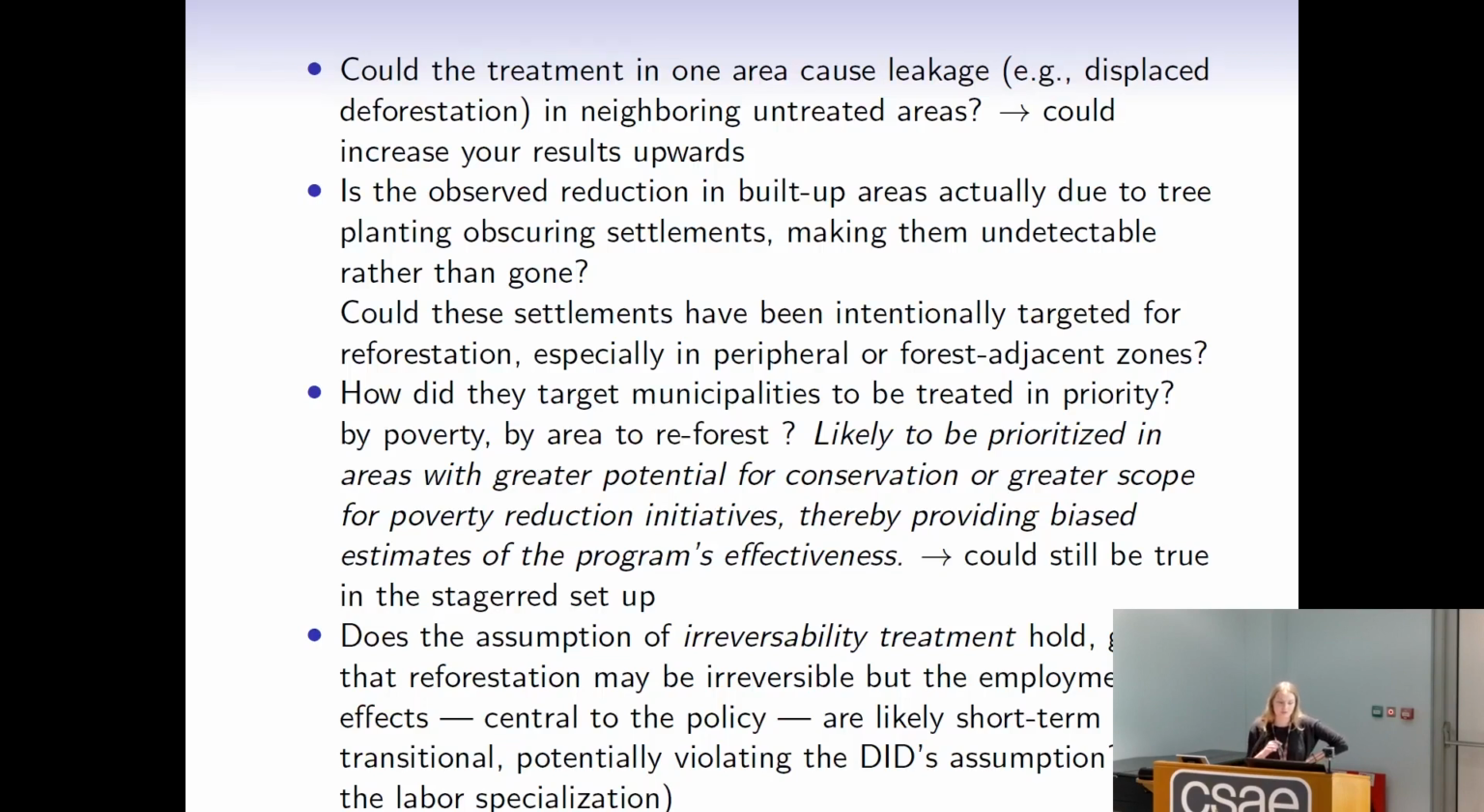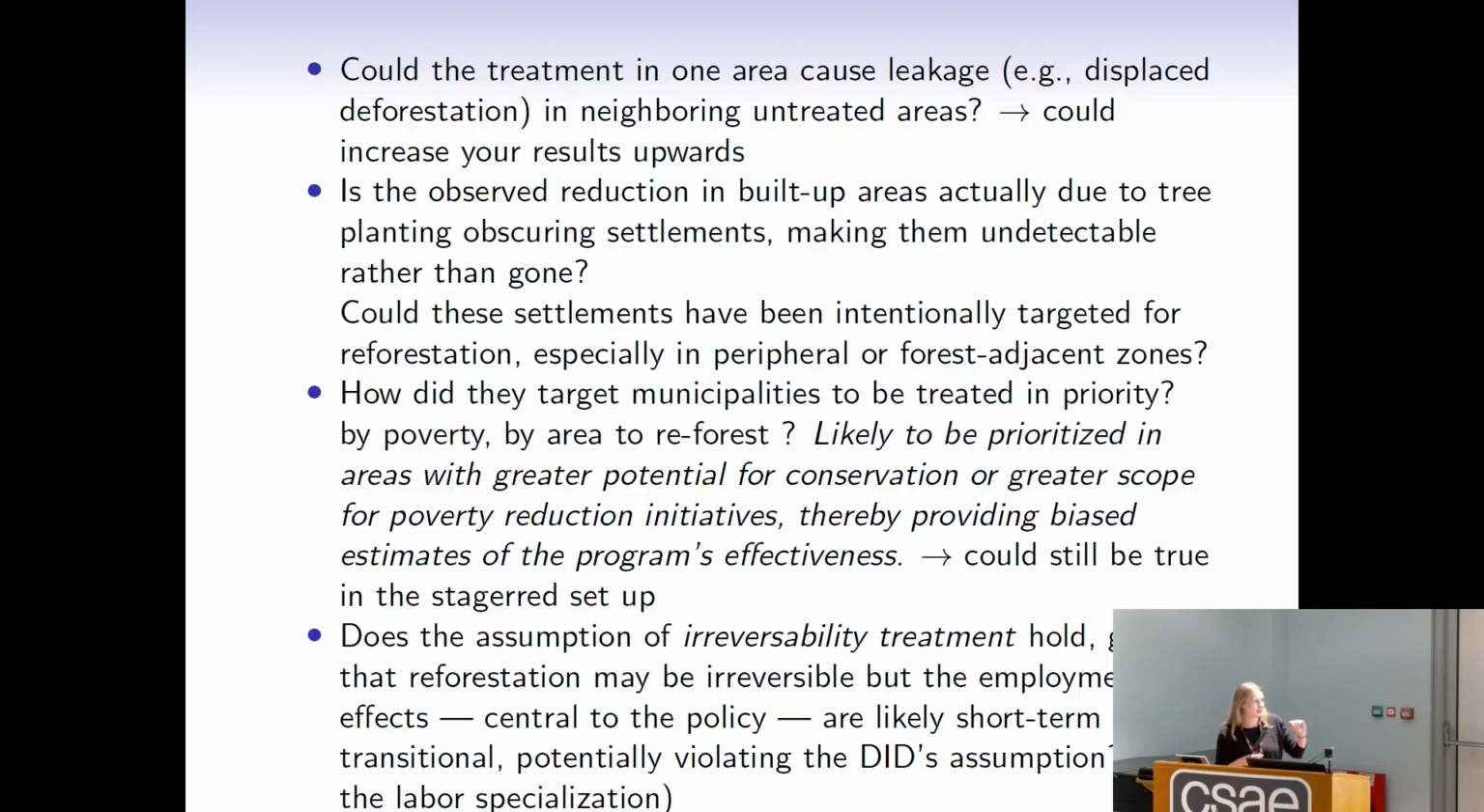And in the same way, how did they target the municipalities to be treated in priority? Because in your paper, you state that you use the staggered setup because it's likely that the government prioritized areas with greater potential for conservation and greater scope for poverty reduction, but for me it could still be the case in the staggered setup. So maybe they chose the 2011 villages and areas because of that.